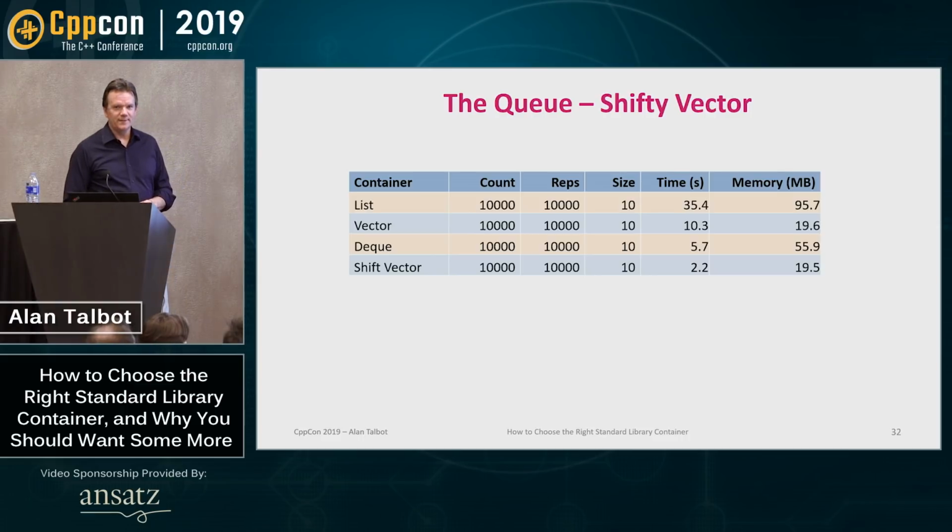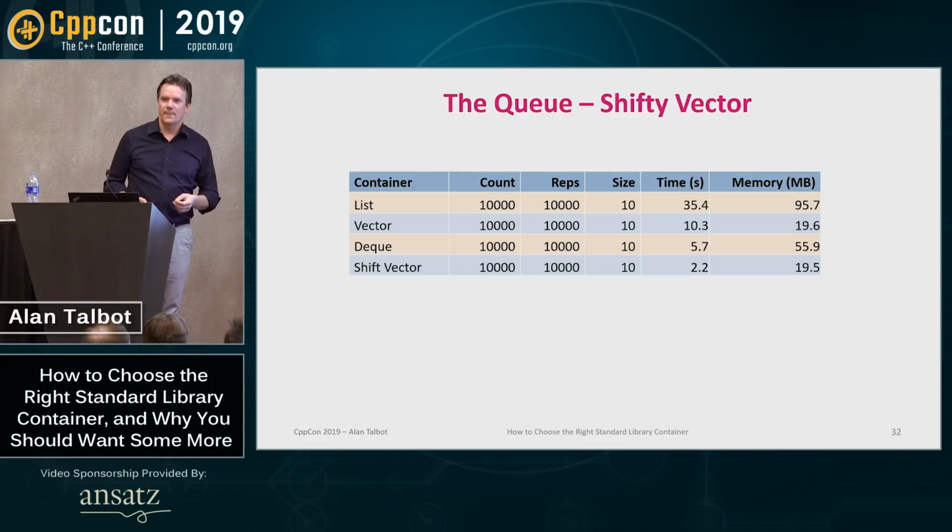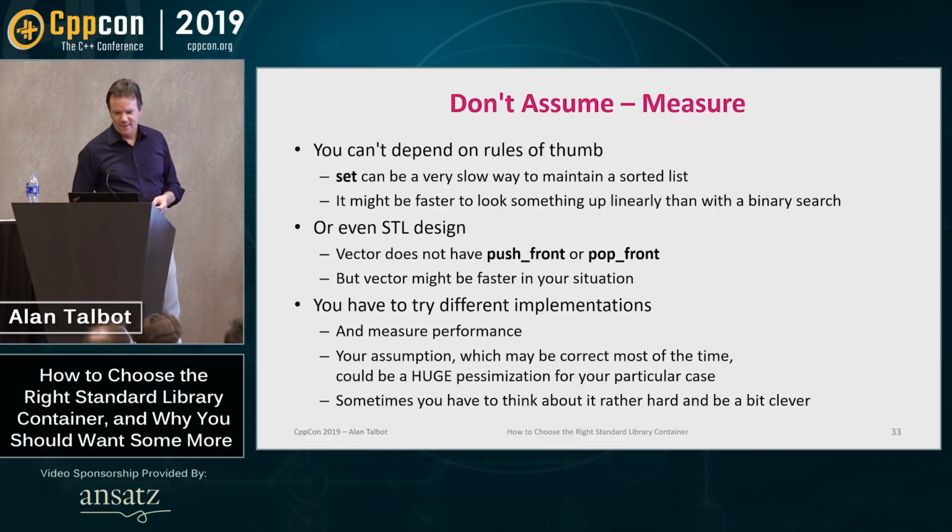So about now, I would have expected someone to put up his hand and say, yeah, but wait a minute. This is completely contrived. If I change any of these numbers, I'm going to get different results. Right? Exactly. That's exactly the point. Okay? Every situation is different. That's the one takeaway of this talk, is every situation is different. So you've got to measure. You can't depend on rules of thumb. They're not always right. Right? You can't depend on the STL design. It won't always lead you in the right direction.